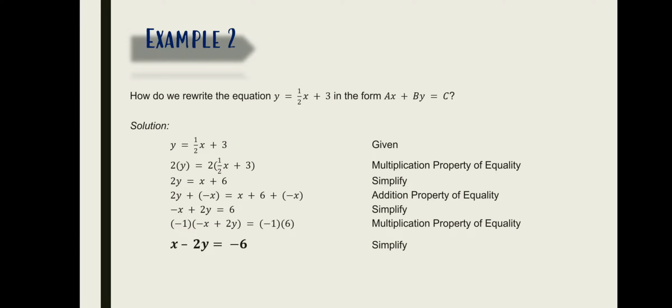Next, by using the addition property of equality, add negative x to both sides of the equation, and then simplify. We now have negative x plus 2y equals 6. Negative x plus 2y equals 6 is in standard form, but we can also make our first term positive by multiplying the whole equation by negative 1. Hence, the standard form of y equals 1/2 x plus 3 is x minus 2y equals negative 6.